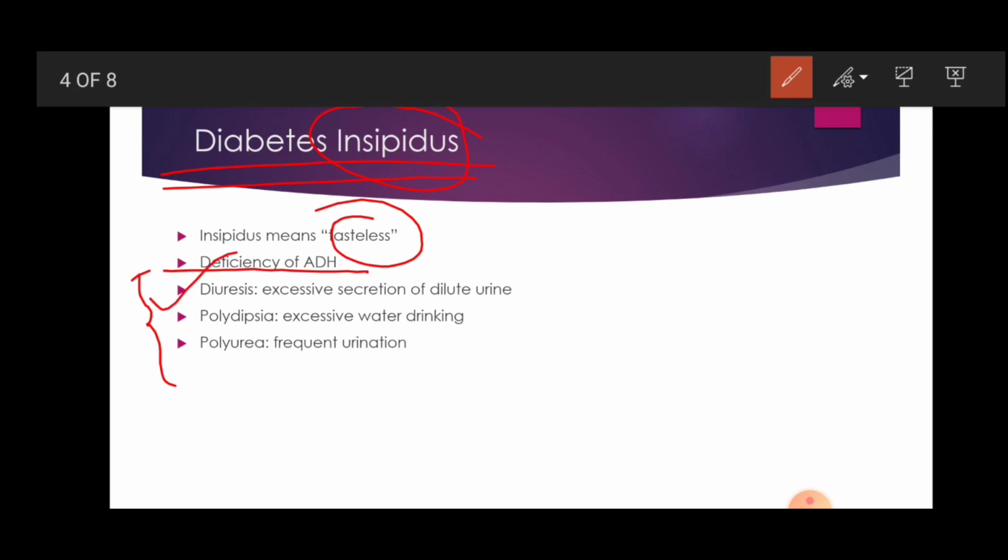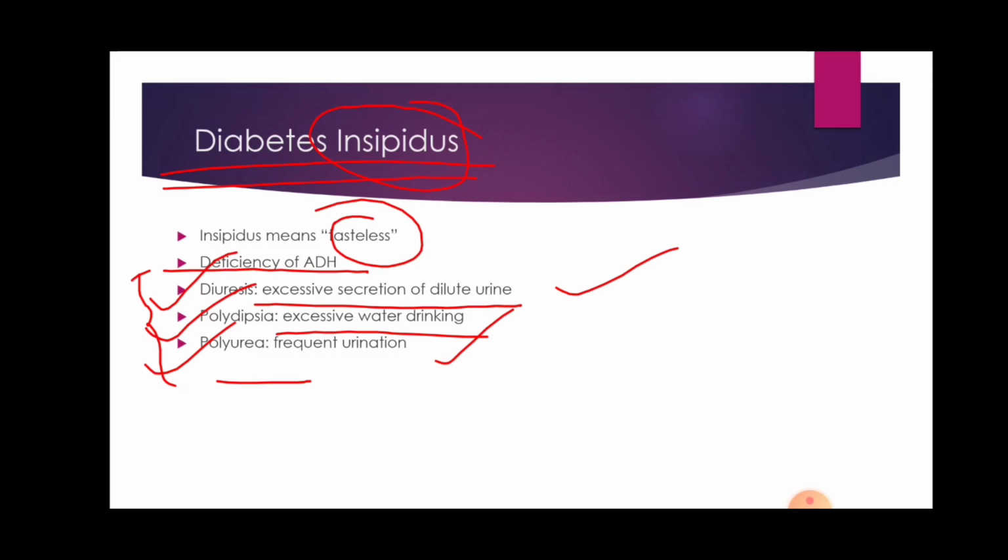The first is diuresis, means excessive secretion of dilute urine. Second is polydipsia, excessive water drinking, means if one is secreting dilute urine, he is losing a lot of water. In order to compensate for that, he will take more water via drinking. Then polyuria, it means frequent urination. So diuresis, polydipsia and polyuria are the three peculiar characteristics of diabetes insipidus.